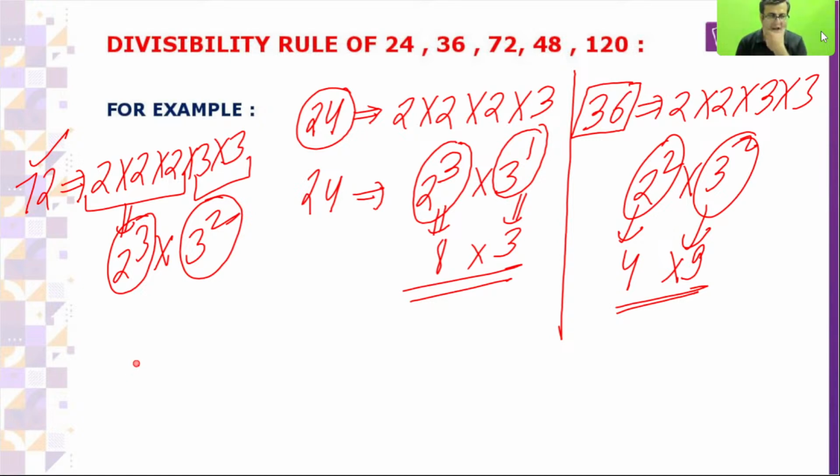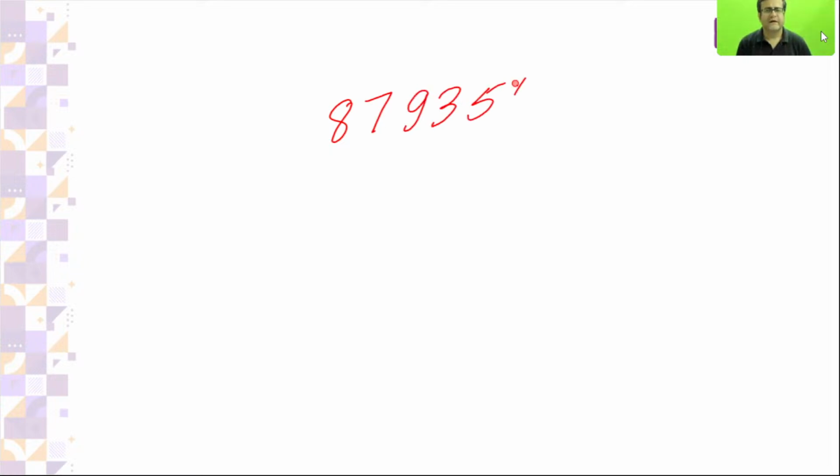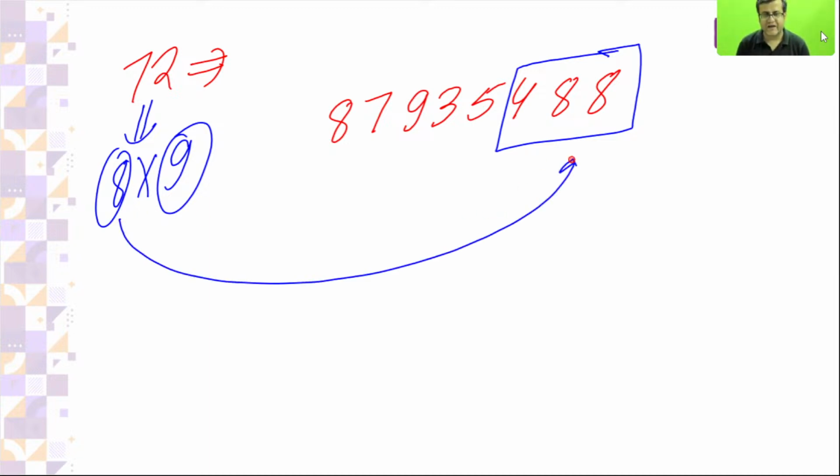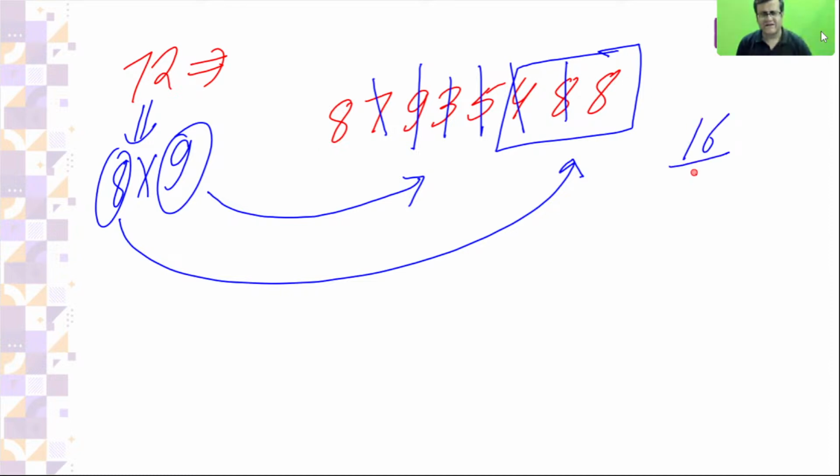If I give you an example, let's take 87935488. Is this number divisible by 72 or not? How will you do that? I will have to check for 8 and 9 both. In case of 8, the last 3 digits make the number 488. This is exactly divisible by 8. That's the very first thing. Now come to 9. 5 plus 4, 7 plus 3 is 10, 10 plus 8 is 18. 8 plus 8, how much? 16. 16 divided by 9, a remainder will be there.